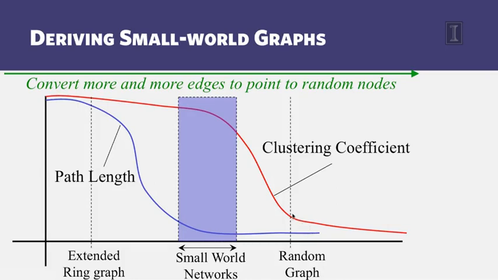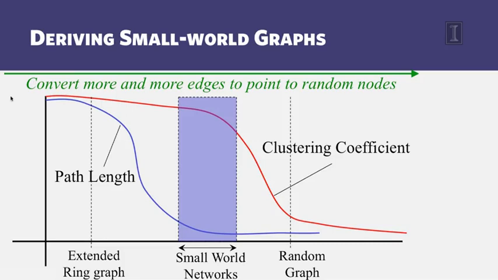But these two things, the clustering coefficient and path length, don't fall at the same rate. In fact, the clustering coefficient falls much slower. It stays stable for much longer as you move from the ring graph to the random graph, while the path length falls very quickly. In other words, if you change just a few edges in your extended ring graph to be random edges, the path length falls very quickly because now a lot of the short paths will go via these random edges because they join very disparate portions of the graph.